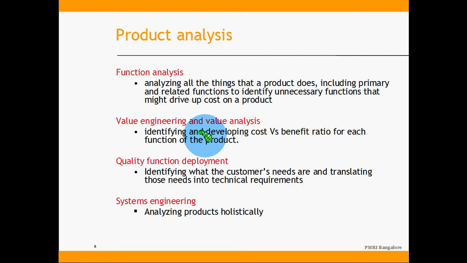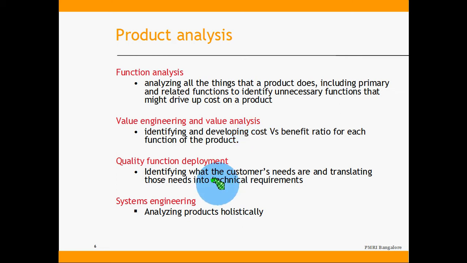At a fraction of the cost of a swimming pool, you can always get a premium club membership. Then I agreed with him. That's a typical example of identifying and developing cost versus benefit ratio for each function of the product. And there is an example for alternatives analysis as well.